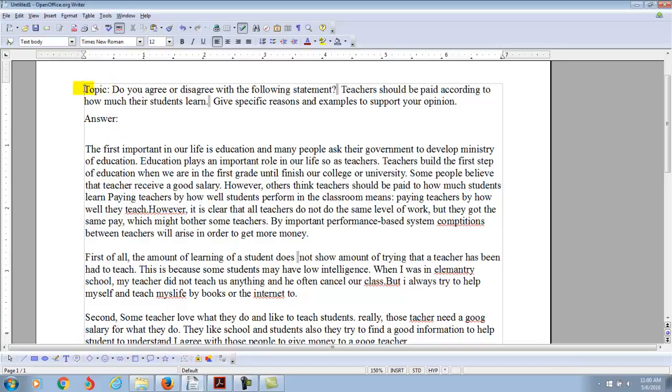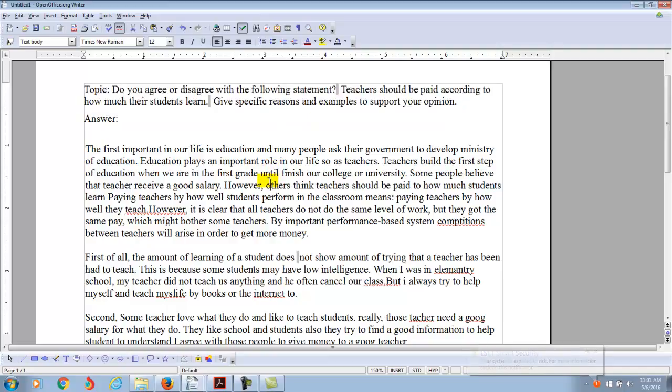So you're answering independent writing practice test number 5. Do you agree or disagree with the following statement? Teachers should be paid according to how much their students learn. Give specific reasons and examples to support your opinion.